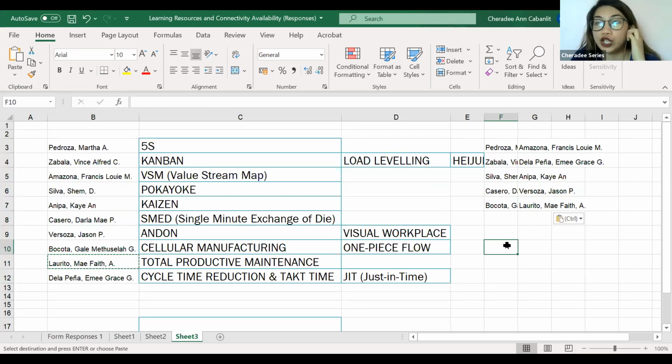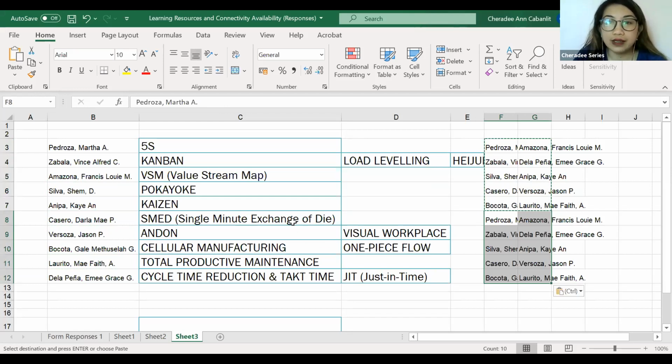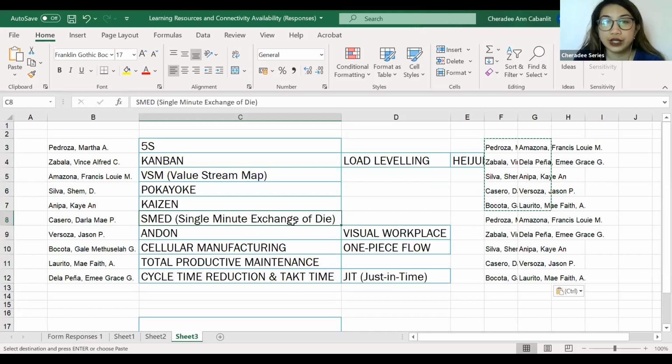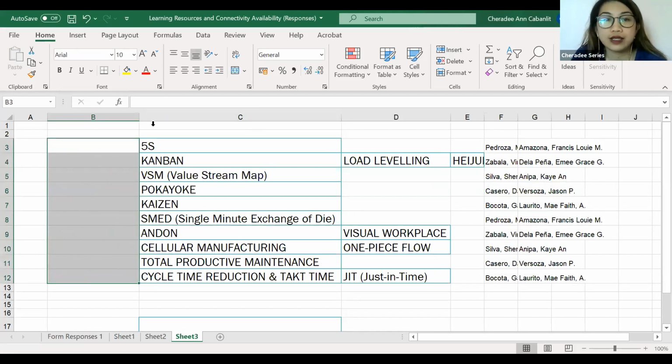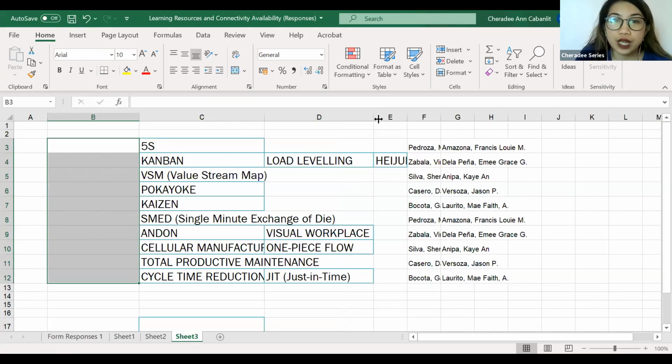Alright? So, those are your pairs. And then it goes back to SMED. So Pedrosa and Amazona will discuss SMED. Okay? So, those are the pairings. I will be posting this one, don't worry.